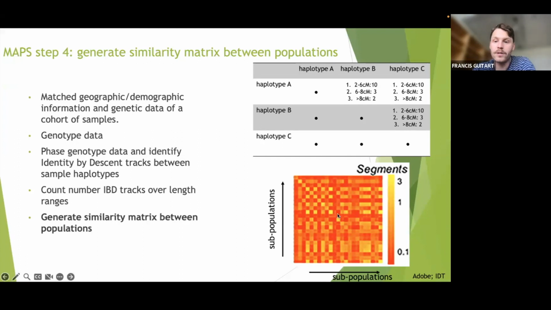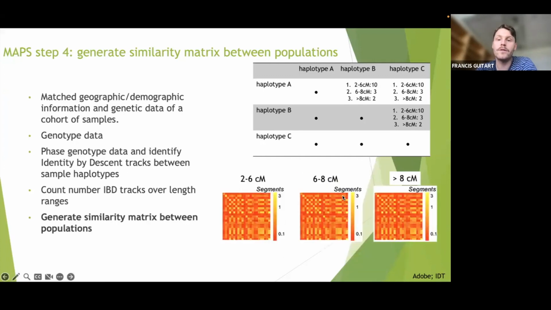Here I'm showing an illustration of a heat matrix where 3 is more counts of particular IBD tracks and 0 would be less. And we do this for each range of IBD tracks, which can be thought of as the different time periods when different haplotypes have shared common ancestors.